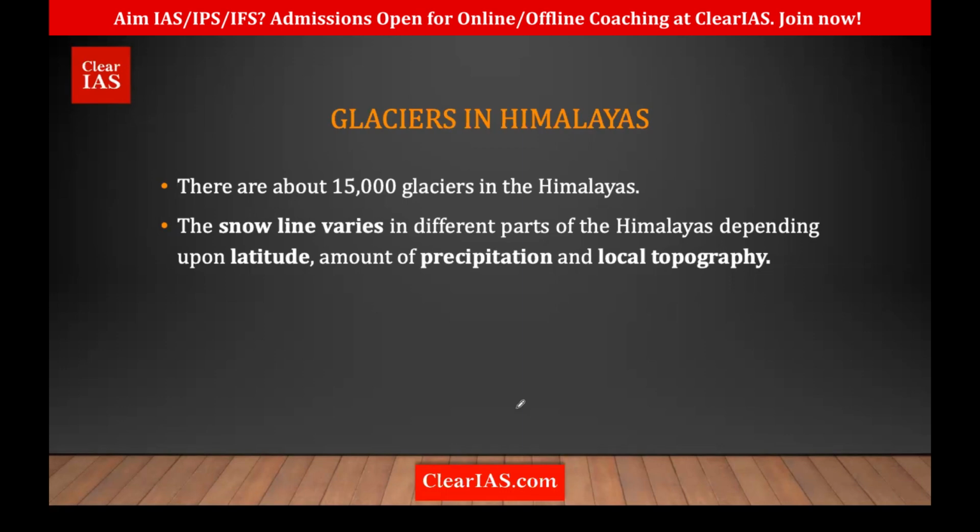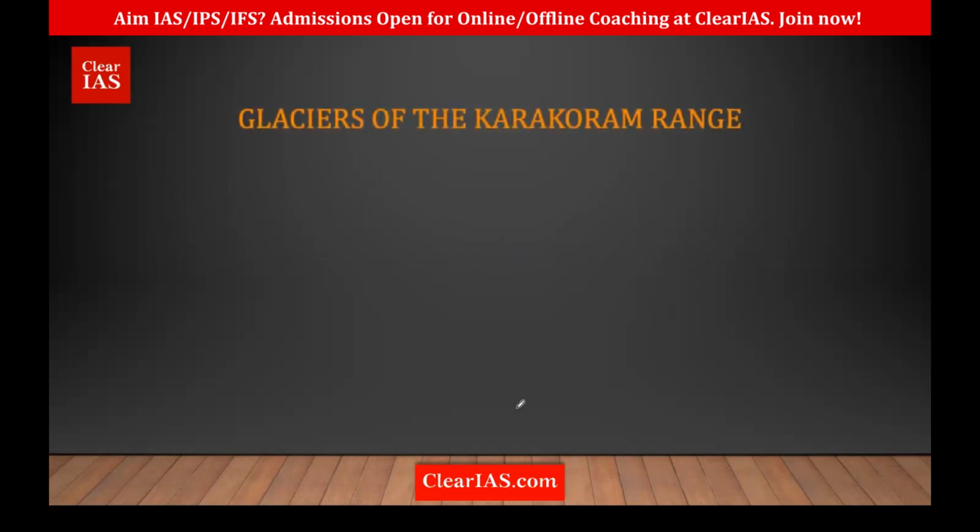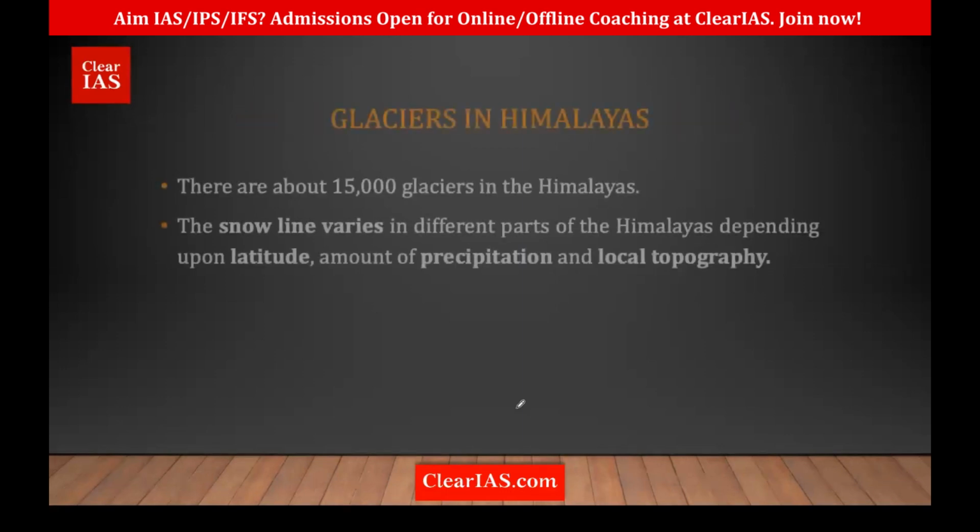So the snow line in the western and eastern Himalayas is at two different latitudes. I think in the eastern part it is much higher, and in the western part it is lower compared to this. And there are more glaciers in the western Himalayas than in the eastern Himalayas.